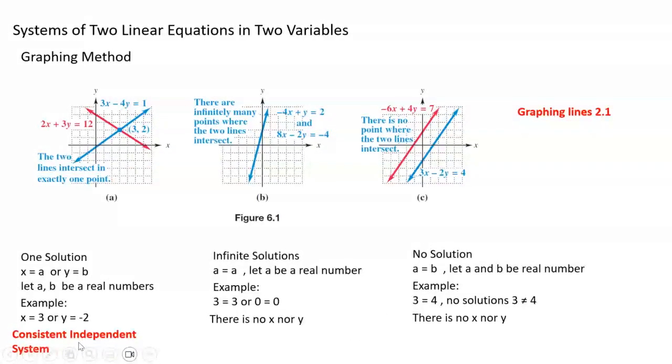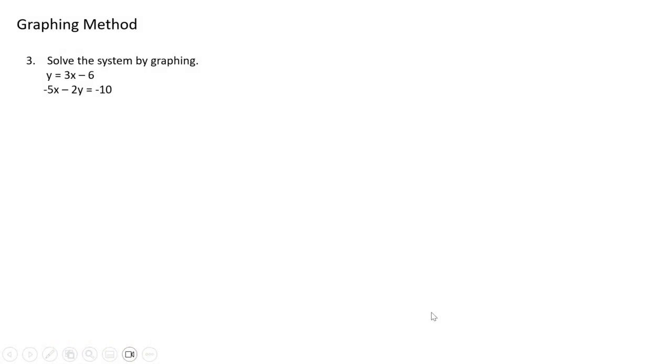If you have one solution, it's called a consistent independent system. If you have infinite solutions, it's going to be a consistent dependent system. And if there's no solution, it's going to be an inconsistent system. Now, I repeat, you guys don't have to graph them in this section, but I'm going to graph it anyway, just so you know.